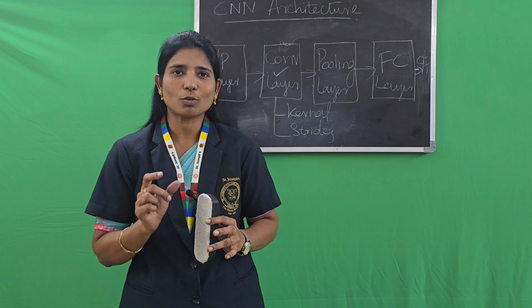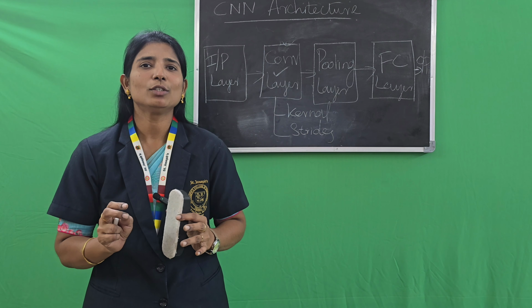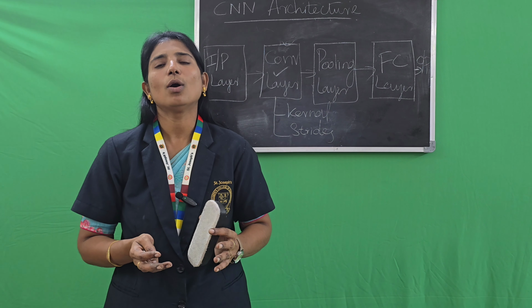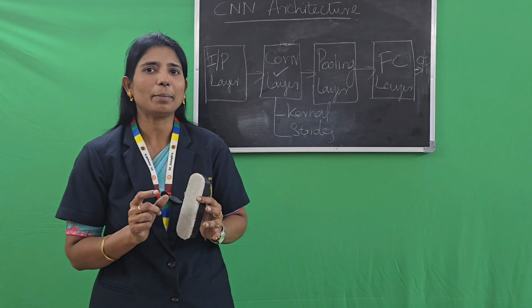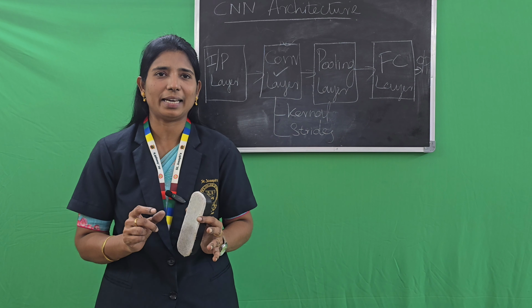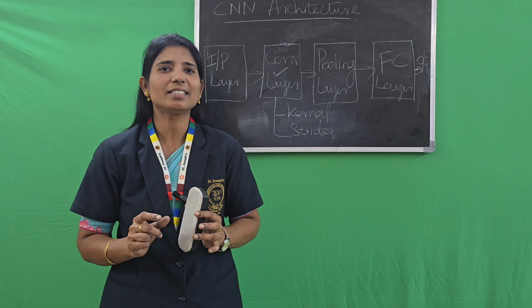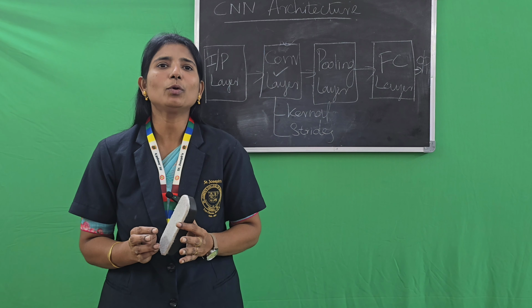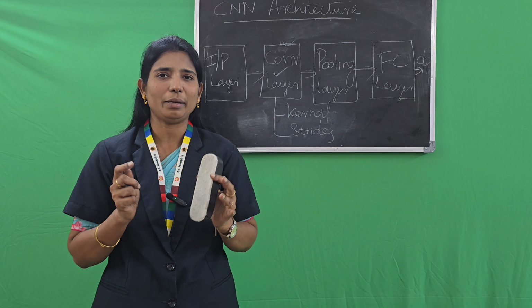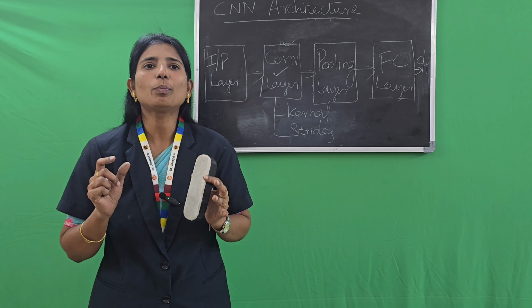Kernel is a small square matrix, usually 2 cross 2, 3 cross 3 or 5 cross 5 shape, that slides over the image to detect patterns like edges, lines or textures and computes the dot product between the kernel weight and the corresponding input image patch. The output of this layer is termed as feature map.